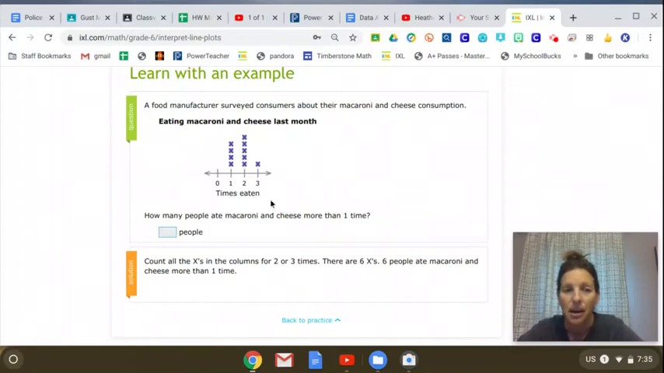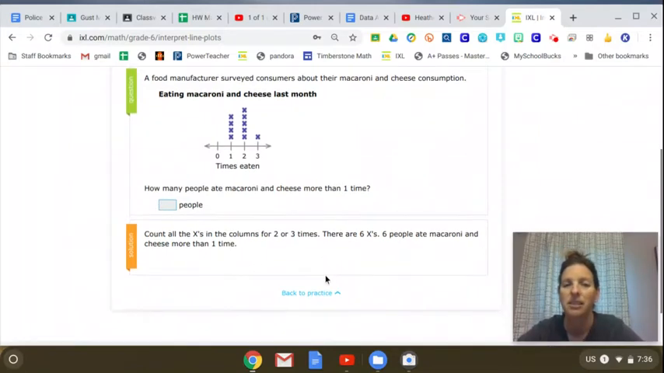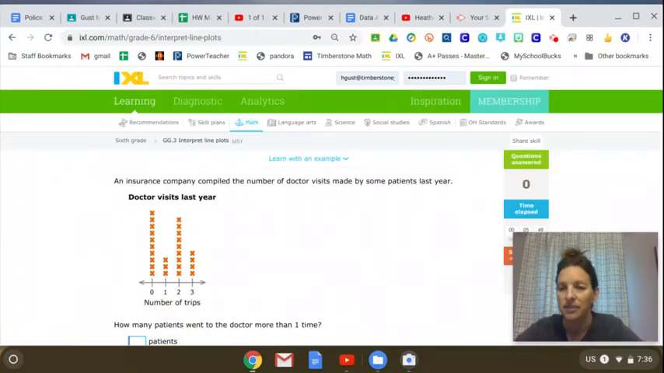So if I go back up here to my line plot, I'm going to count all of the 2's. There are 1, 2, 3, 4, 5. And then I'm also going to count this X here, which would make 6. And it says there are 6 X's. 6 people ate macaroni and cheese more than one time. So we would have typed 6 in that box. So let's go back up and practice. And let's see if we can successfully answer some of these questions now.